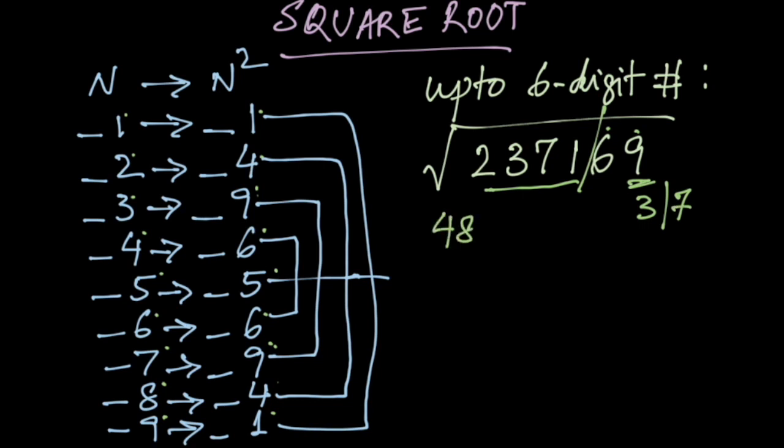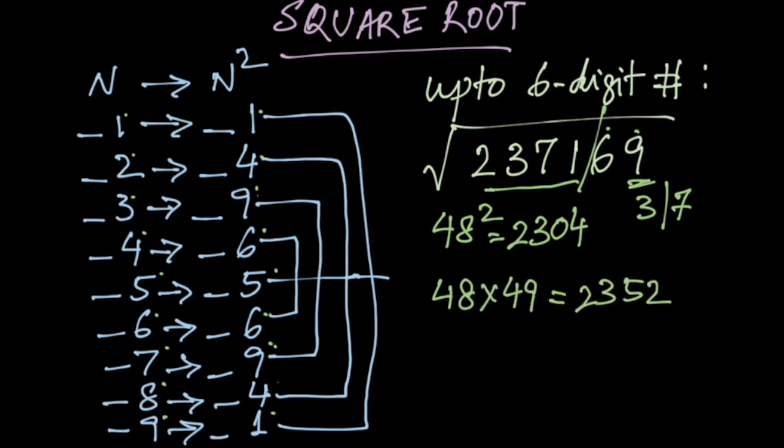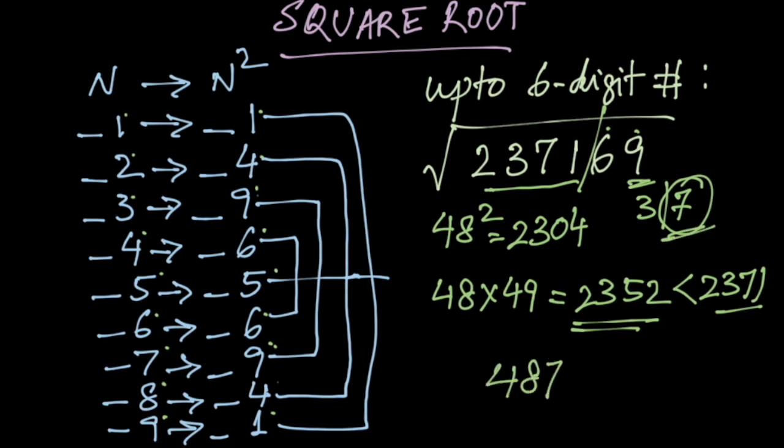So if we do 48 square, we get 2304. If number is greater than the square of 485, then we have to pick 7, and less than the square of 485, then we have to pick 3. The square of 485 is going to be 48 times 49. Whatever number we will get, we have to put 25 in the front. So if we do 48 times 49, we get 2352. So 2352 is less than 2371. So which means this number is more than the square of 485. So it must be then 7. So the answer is 487.